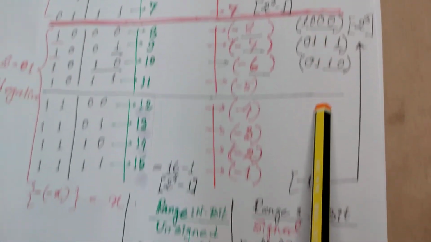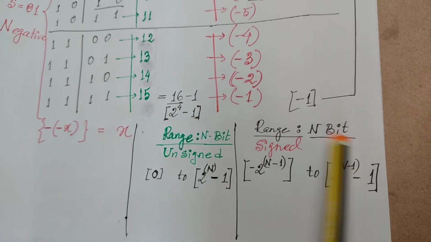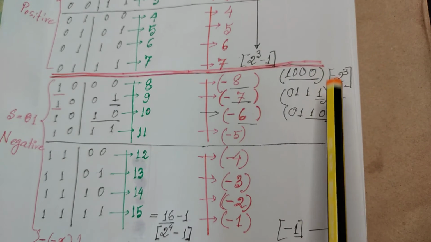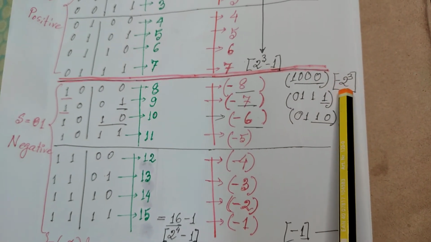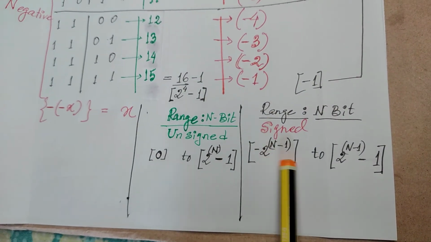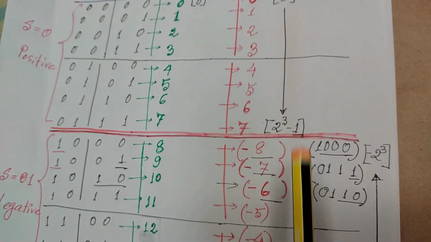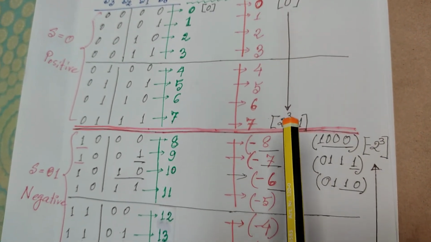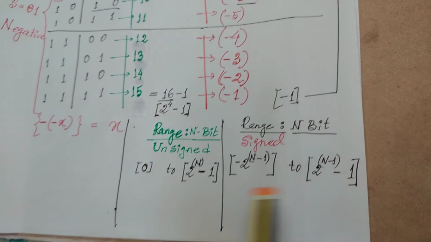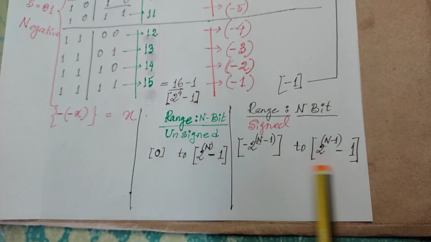So we can interpret this range for an n-bit machine. In signed mode, the range should go from the highest negative number, negative 2 to the power n minus 1, up to the highest positive, which for an n-bit machine is 2 to the power n minus 1 minus 1. So this is how it goes for an n-bit machine in unsigned mode and signed mode. Thank you.